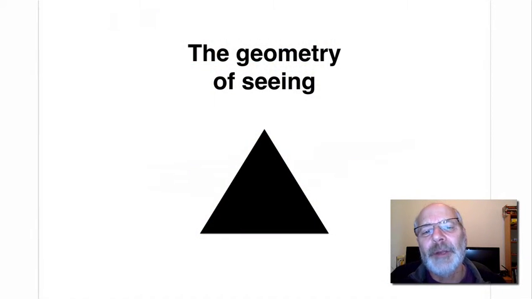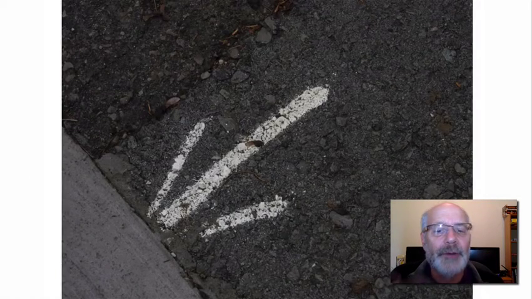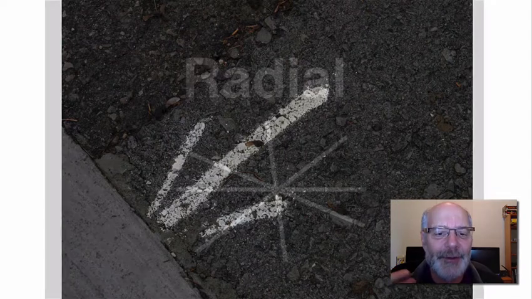I want to talk a little bit now about the geometry of seeing. Starting with a simple geometric shape, the line. And a line is very powerful because you can tell very simple stories with lines. This is all about texture and line. And it could be a story about the crash of an arrow that tried to fly too high to the sun. A radial is a variation on the theme of line.